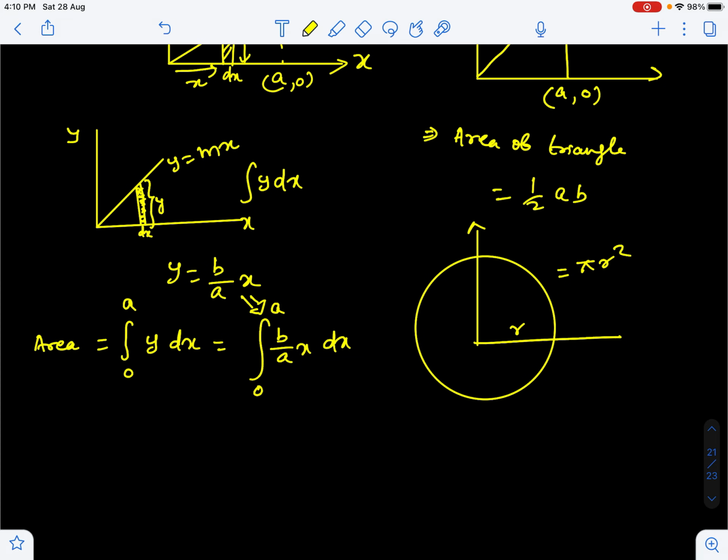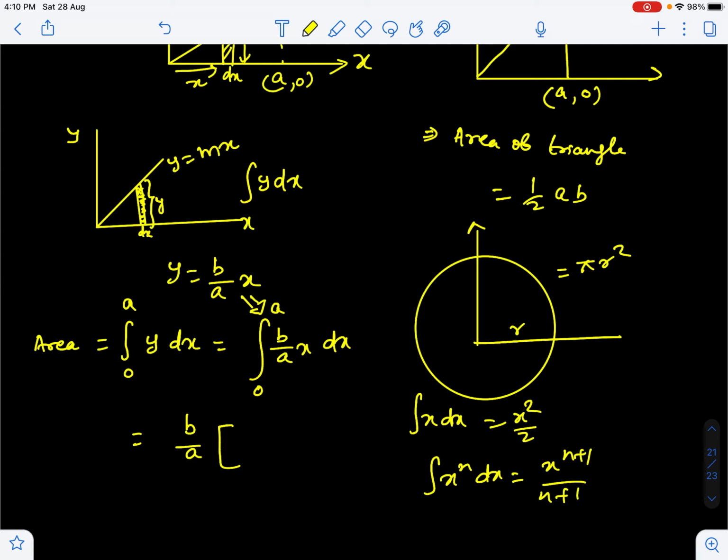Now in integration, I'll take the constant term out. b by a I'll take out. Integration of x dx, you all know, is nothing but x square by 2. I have given some formula: integration of x to the power n dx is nothing but x to the power n plus 1 upon n plus 1, plus some constant. So I am using this formula.